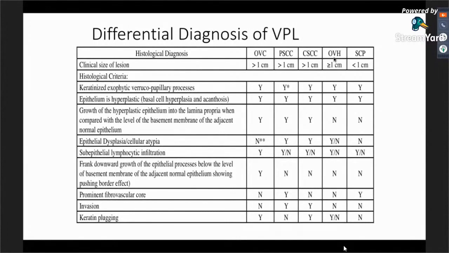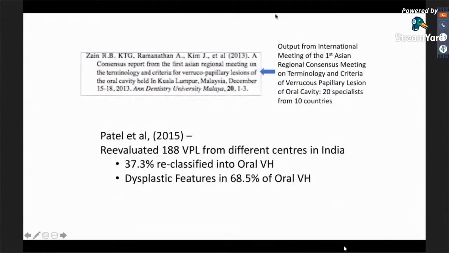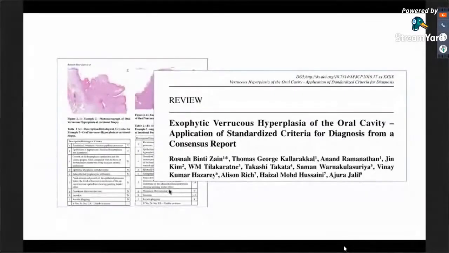And in this study, we had a report on that, and based on this report, Patel et al. used it and actually could classify 37.3% into oral verrucous hyperplasia with dysplastic features in 68.5%. And we've had another publication that will give you a guide of how to go about diagnosing exophytic verrucous hyperplasia and how to differentiate it from verrucous carcinoma, conventional squamous cell carcinoma, papillary squamous cell carcinoma.